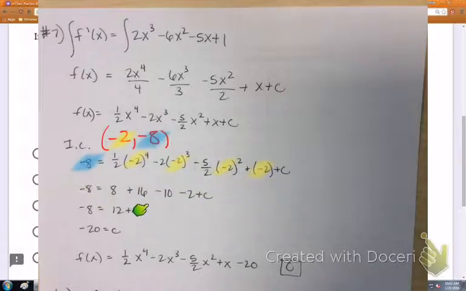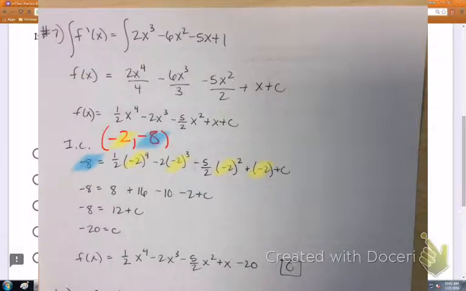When you add all these together, you should get 12, and then subtract that over to the other side, you get negative 20. And when you know that that's your value of c, you can just plug it back in up here again to our function right here. And if it is negative 20, the only one that matches that would be answer choice C. So that's how we got that for answer choice C.